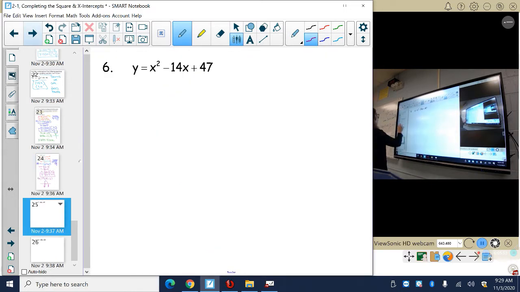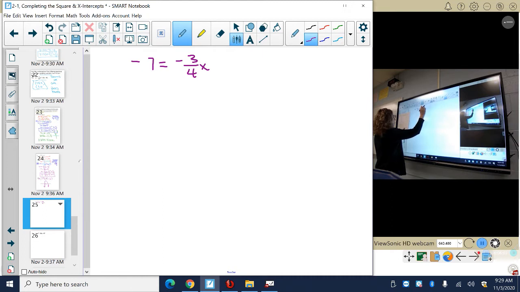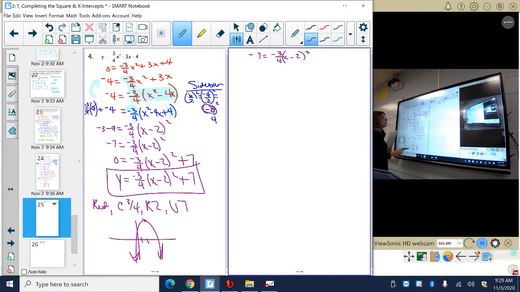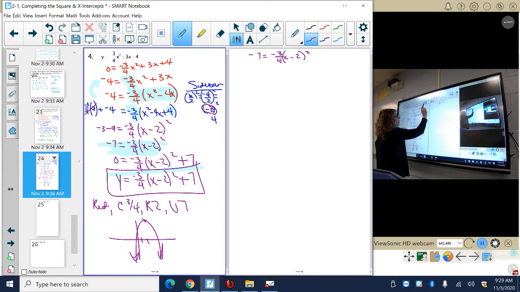Well, the way I go about that is by taking what we just had, which was negative 7 is equal to negative 3/4 times (x minus 2) quantity squared. Does everybody see where that came from? That came from this right here. Okay? And we're going to simply solve that. So how do I do that?